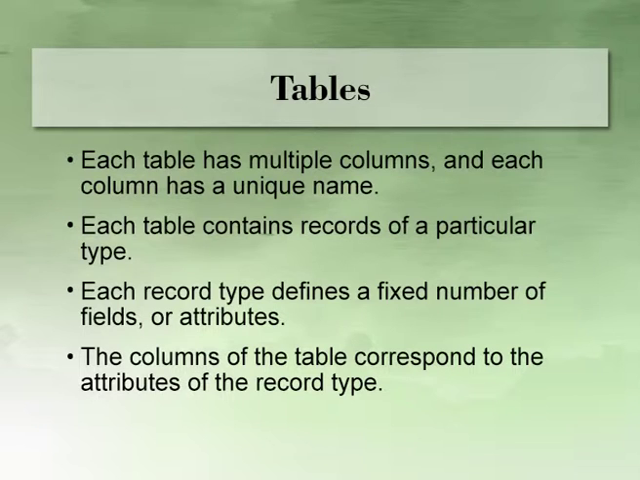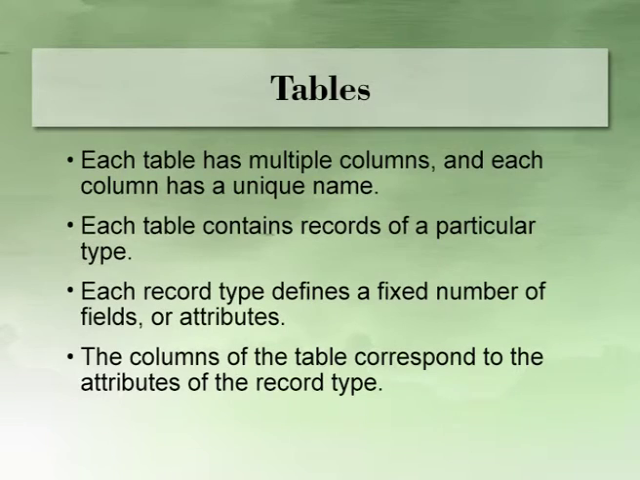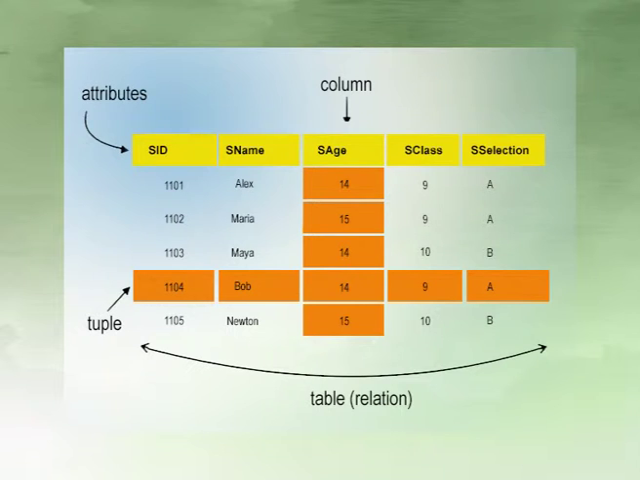The columns of the table correspond to the attributes of the record type. Suppose you take the column student ID, and that column has 10 records. That column student ID obviously tells you that these are the student IDs of all those 10 records. So, the columns of the table correspond to the attributes of the record type. Let us see an example here.